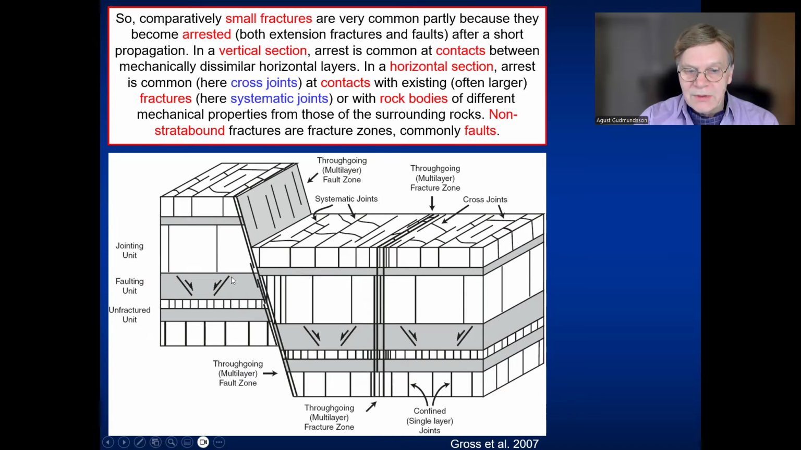We have also small faults, as we saw earlier, that are strata bound. So these fractures here are strata bound joints. These are strata bound faults. And then we have non-strata bound faults going through and maybe some systems of fracture zones as they're referred to here. So they go through. So the general observation here is that a lot of small fractures, many of which in layered rocks are strata bound or layer bound, and then a few larger fractures that go through many layers and are commonly faults.